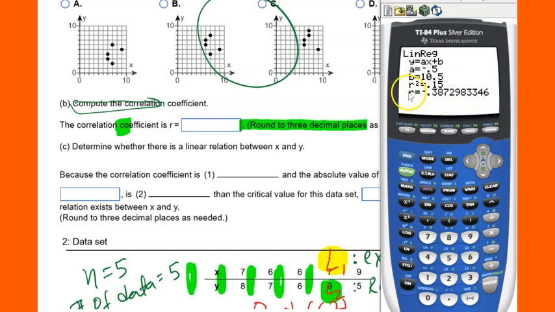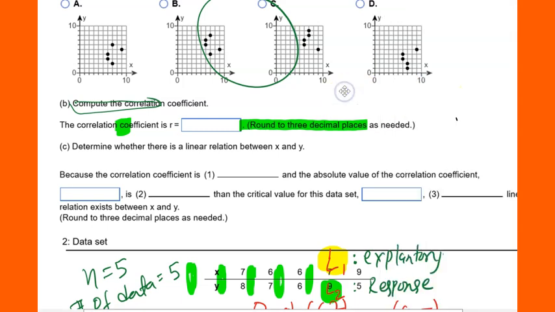This is the value of R we're looking for, and rounded to three decimal places, it is going to be negative 0.387. That's the value of R: 0.387 with a negative.